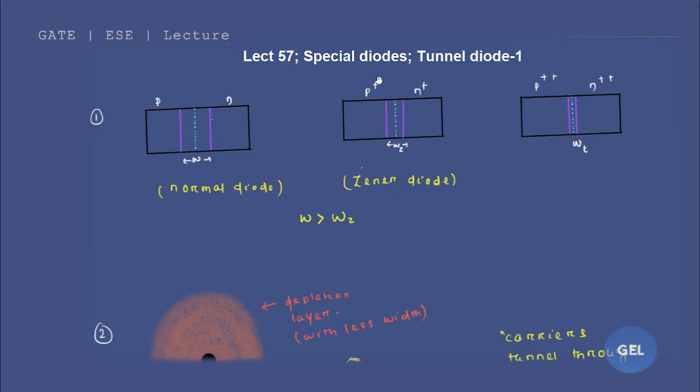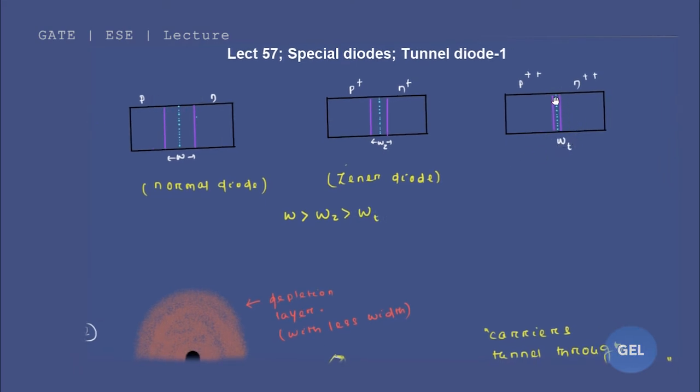Now, if you increase this dopant concentration to a high level, now you increase the acceptor impurity in P-type, you increase the donor impurity in N-type. Now, the W value, the depletion width value, will decrease more, the depletion width becomes much thinner, making it WT. This is WT, the depletion width of the tunnel diode. This is nothing but the tunnel diode.